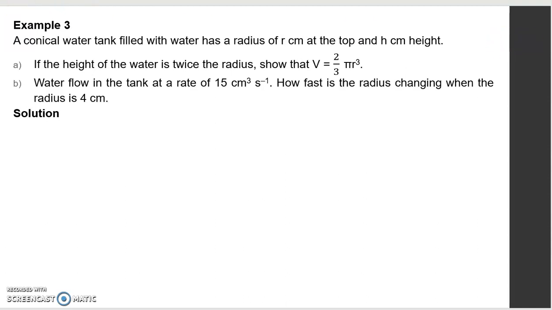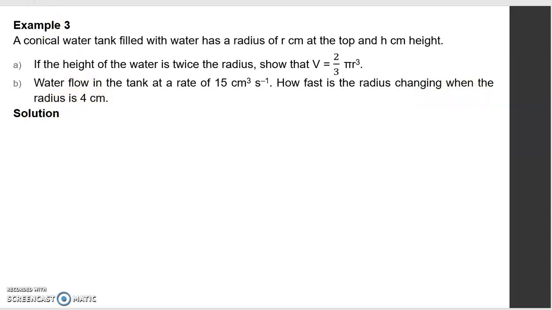Now we look at example 3. A conical water tank filled with water has a radius of r cm at the top and h cm high. A. If the height of the water is twice the radius, show that this is the volume. B. Water flows into the tank at the rate of 15 cm cubed per second. How fast is the radius changing when the radius is 4 cm?